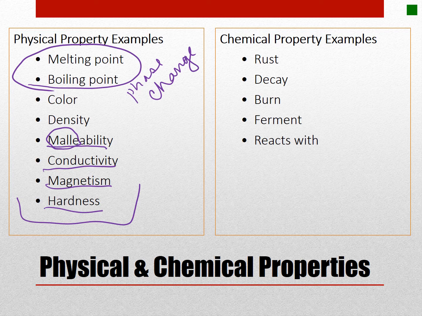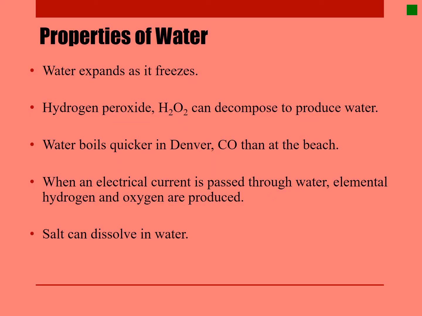making observations. Chemical properties, on the other hand, I'll be changing what it's made out of. So can it rust? Does it decay? Does it burn? Can it ferment? Or does it react with something? These are all chemical properties. In order to observe them, I will need to actually change what it's made out of.